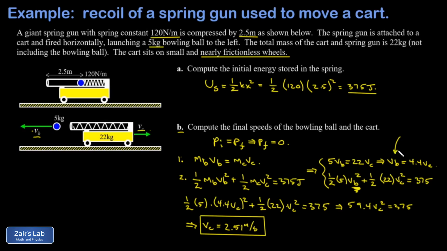Now we just go back to our original substitution. VB, the speed of the bowling ball, is 4.4 times the speed of the cart. And I actually kept a little extra precision in my calculator, and this comes out to 11.1 if we round it to 3 sig figs. So 11.1 meters per second for the speed of the bowling ball.